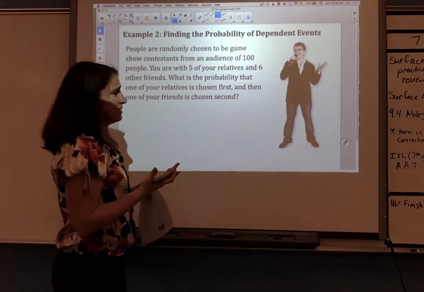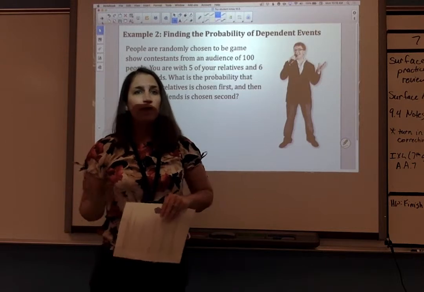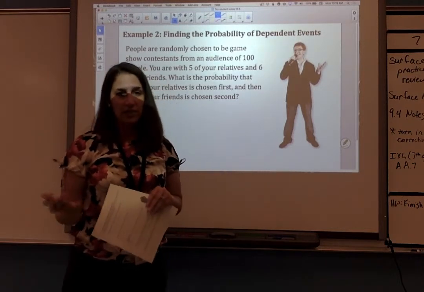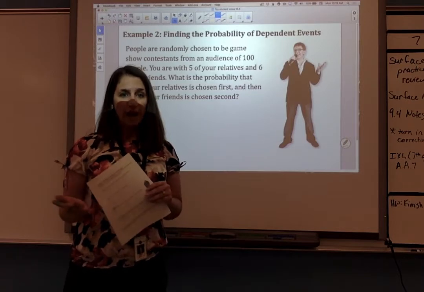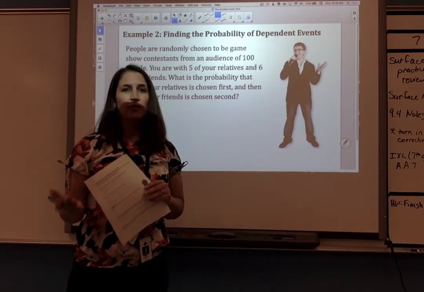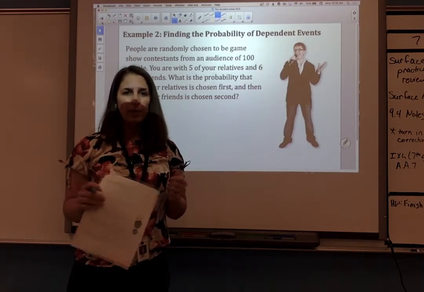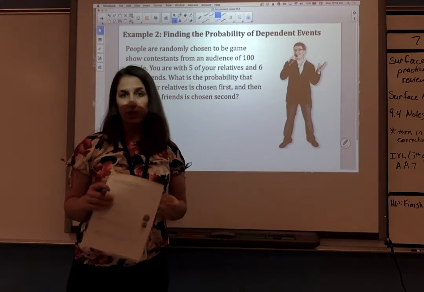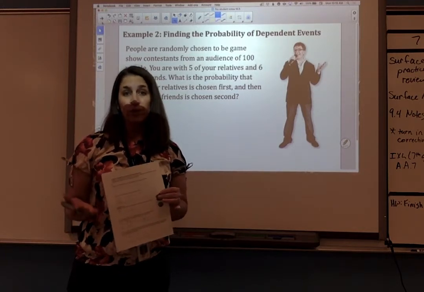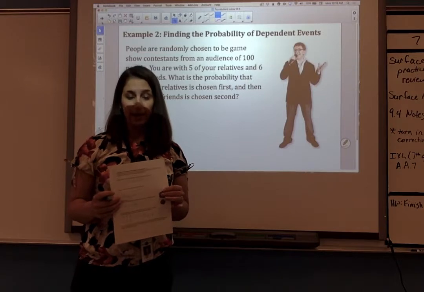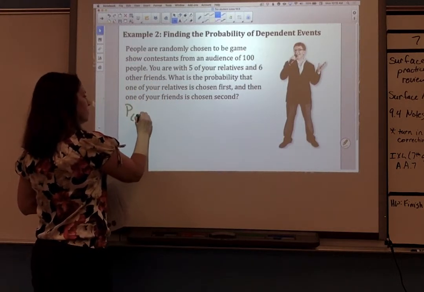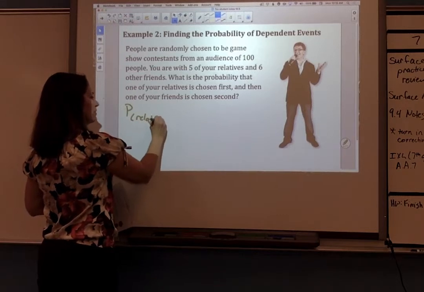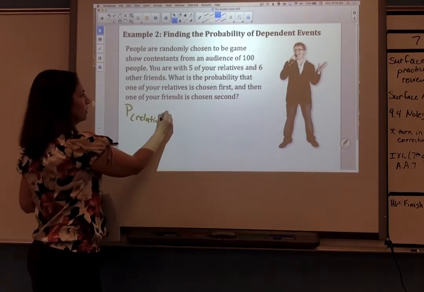So here we have an example where we're at a game show. There are people randomly chosen to be contestants from an audience of 100 people. You are with 5 of your relatives and 6 other friends. What is the probability that one of your relatives is chosen first, and then one of your friends is chosen second?